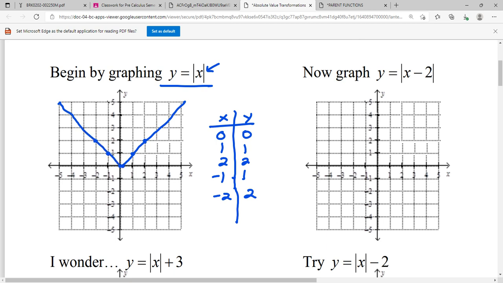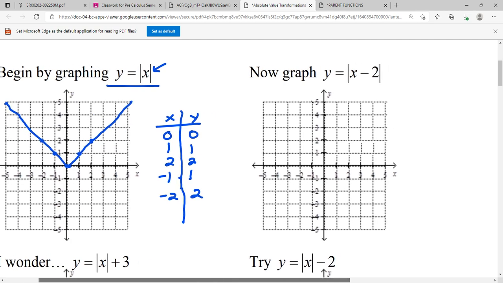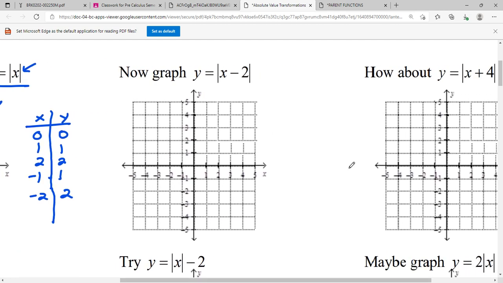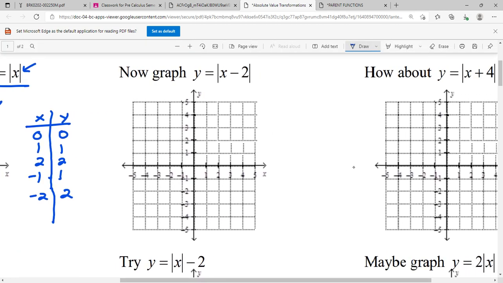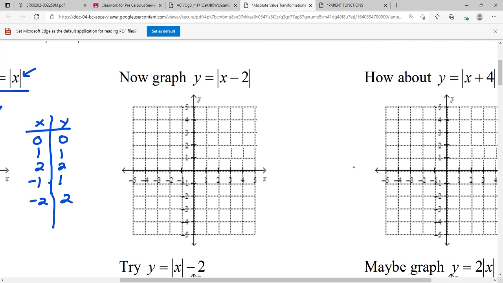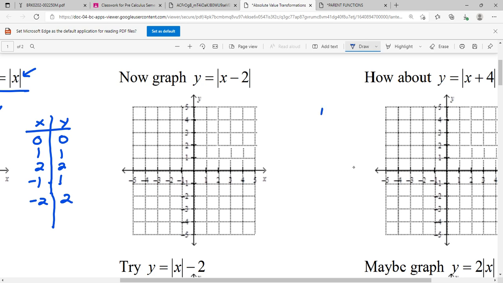Okay, so now we're going to try this next one. This is y equals the absolute value of x minus 2. Alright, so we're going to make our x and our y chart right here. If x was 0, we would have 0 minus 2, which would be negative 2, and the absolute value of negative 2 would be positive 2. Y is going to be 2. So x 0, y 2. It's going to go right there.